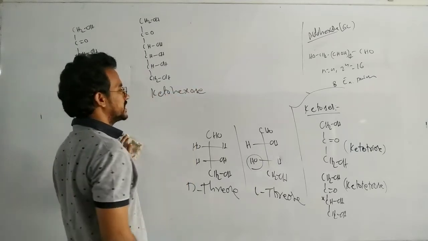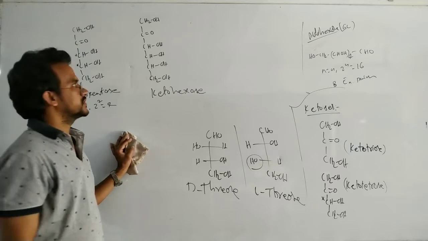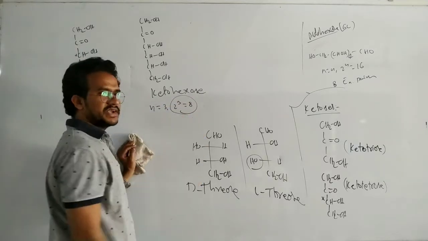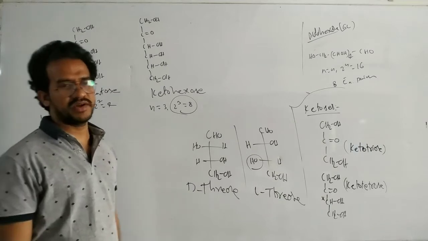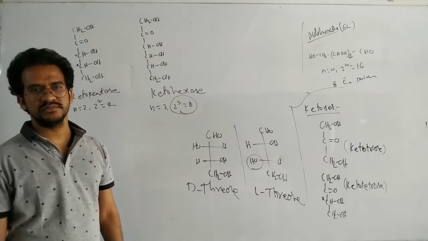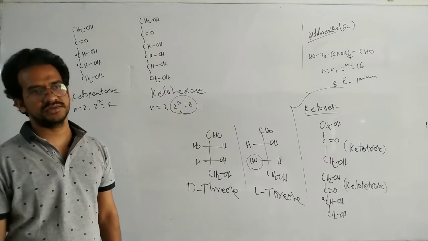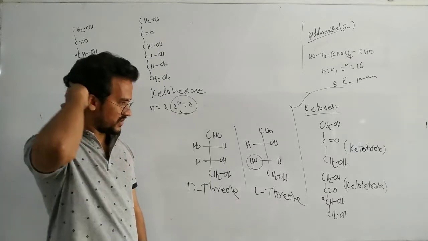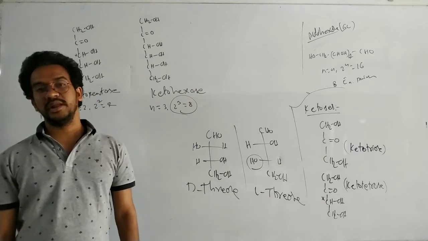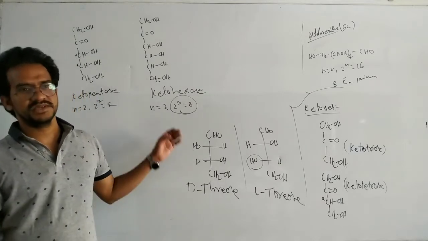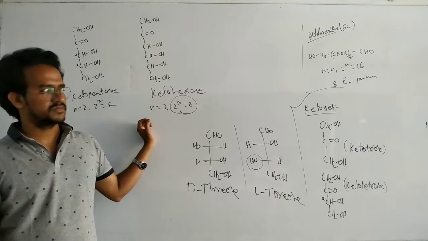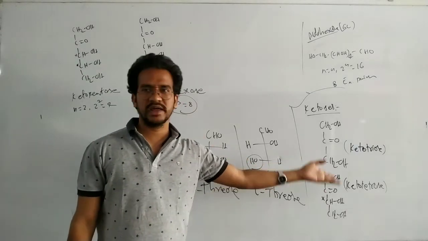Now ketohexoses, 6 carbons. n equals 3, so 2 to the power of 3 gives 8 isomers. Among the 8 isomers, D-fructose is one isomer. Fructose is a ketohexose. Here we have to subtract 3 from the total number of carbons to get the number of chiral carbons: 6 carbons but 3 chiral, 5 carbons but 2 chiral, 4 carbons but 1 chiral carbon.